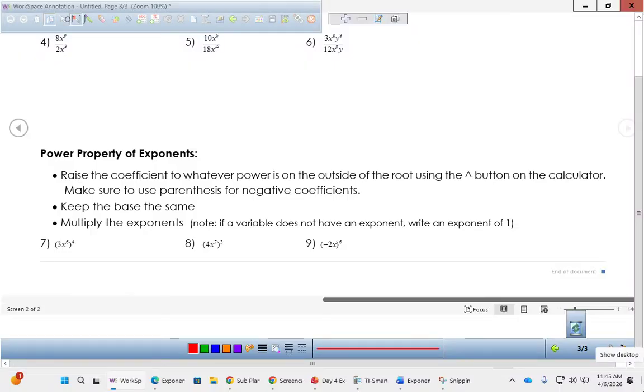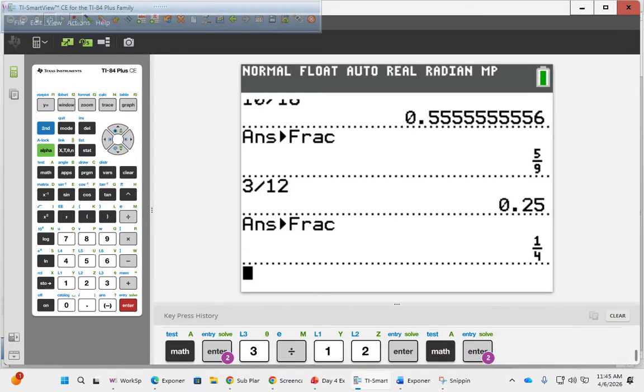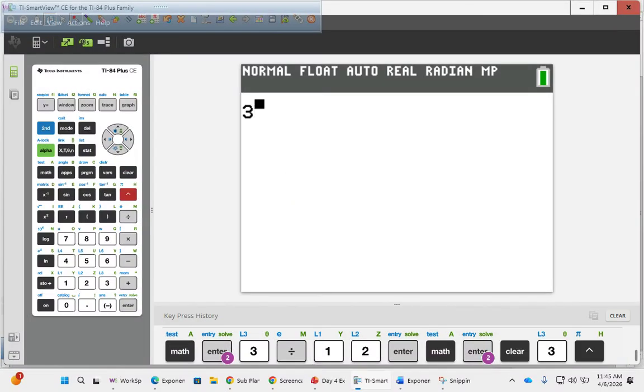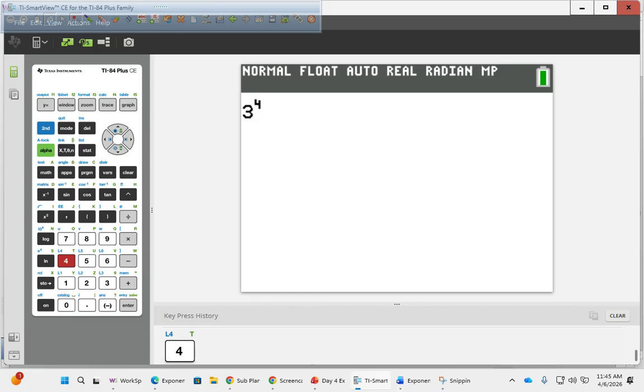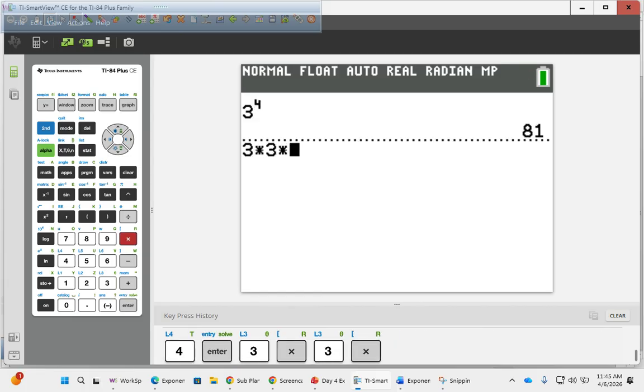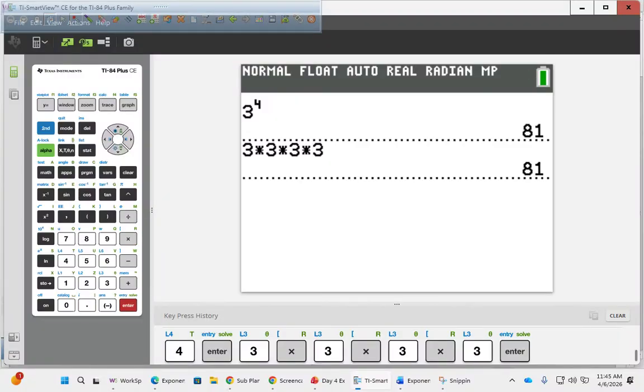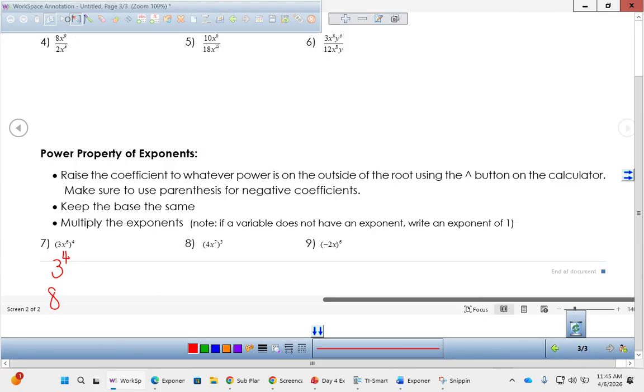So what that means here is I'm going to do 3 to the power of 4. And I'm going to type that in my calculator using this button here. It's right below the clear. Or 3 to the power of 4 is 3 times 3 times 3 times 3. Either way, I'm going to get 81. So this is going to become an 81. I'm going to keep the base the same, and I'm going to multiply the exponents. So 6 times 4 is 24.